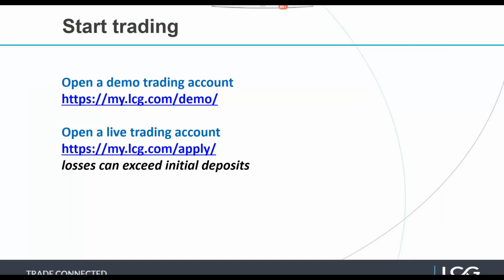If you haven't done so already, obviously try the techniques out on a demo or live trading account.